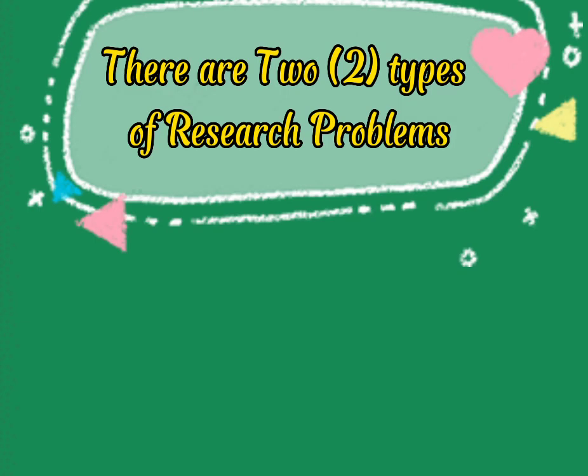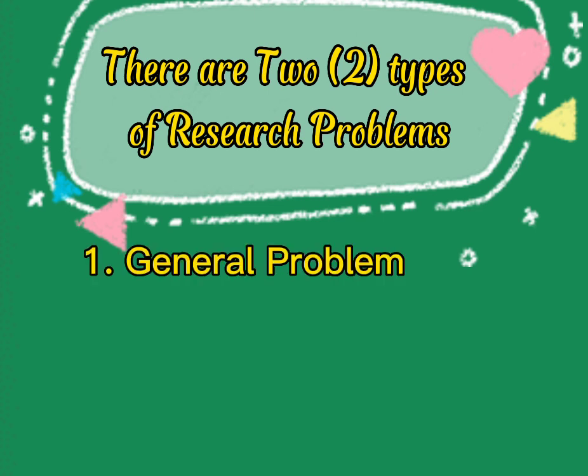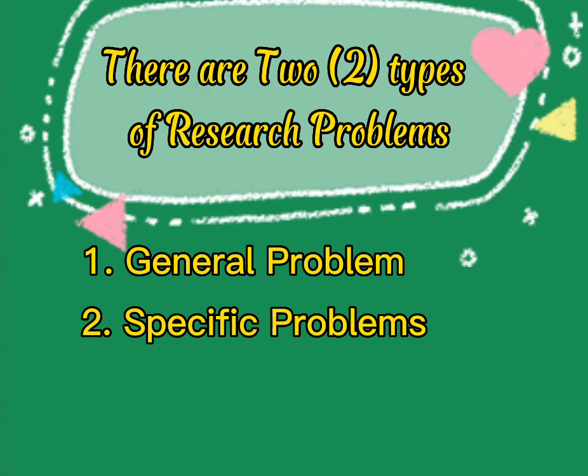So sa paggawa ng Statement of the Problem or ang tinatawag nating madalas na SOP ay may dalawang uri. The first one is the general problem and the second one is the specific problem. Ano nga ba ang dalawang ito? At ano ang kinalaman nito sa paggawa at pagsulat ng Statement of the Problem?